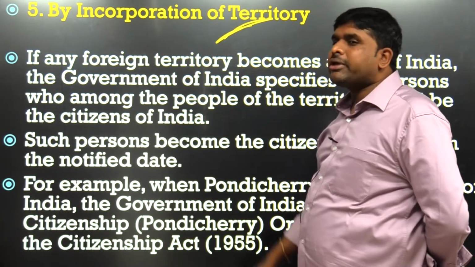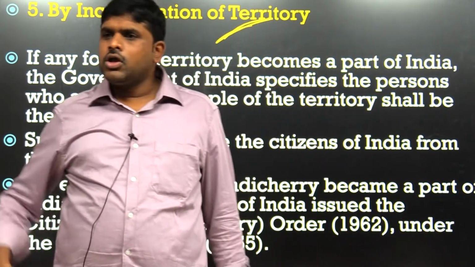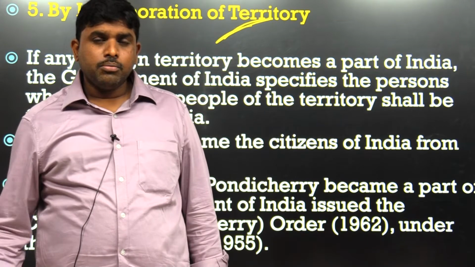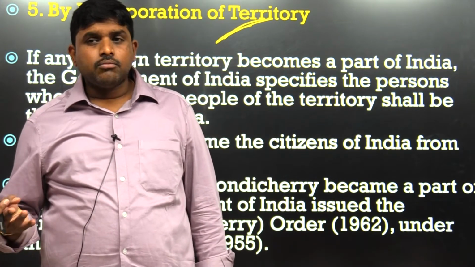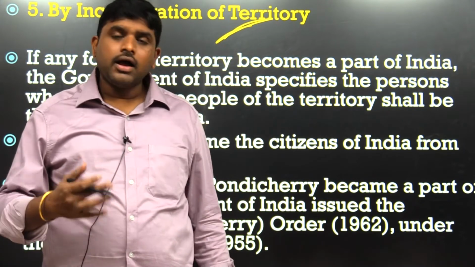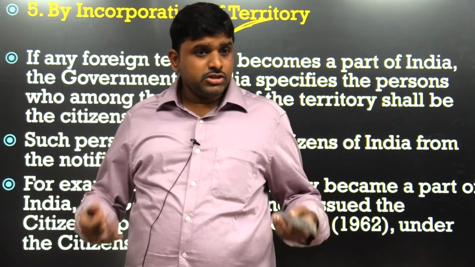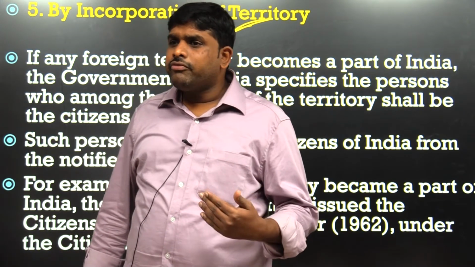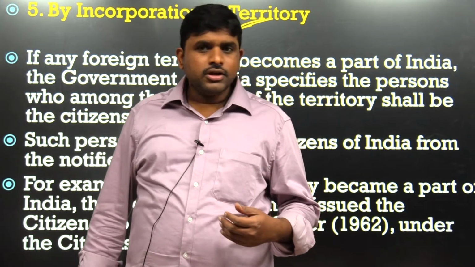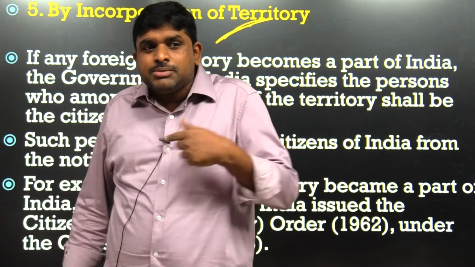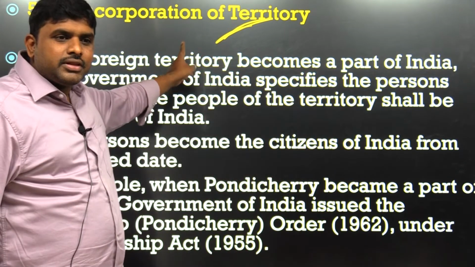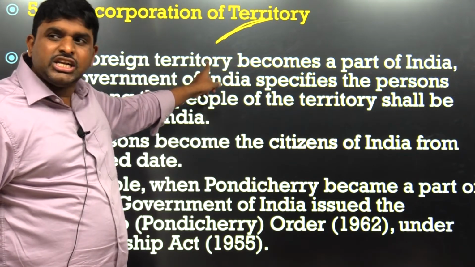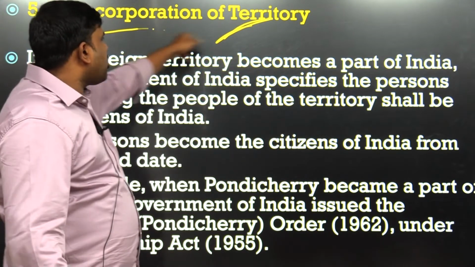Fifth, by incorporation of territory. Pondicherry, Goa, Yanam, more. These are all territories we acquired, no? Goa we got from the Portuguese. Pondicherry we got from the French. So, when we acquired them, automatically those citizens became our citizens. Why? Because when we acquired by police action, the citizens of that region automatically become citizens of our country by incorporation of territory.